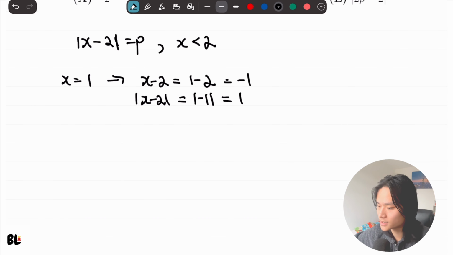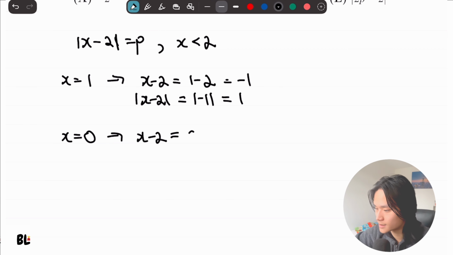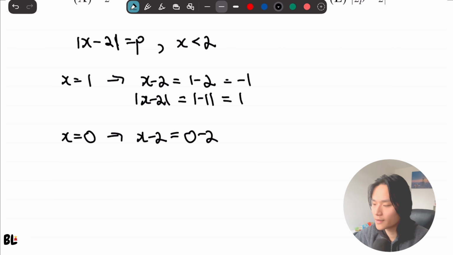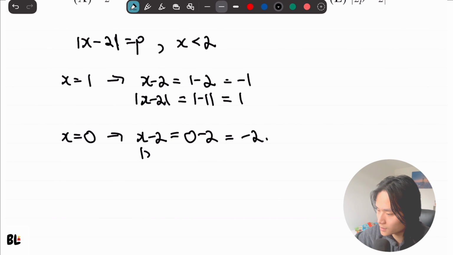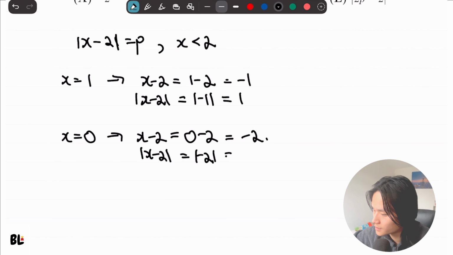Okay, let's try another example. Let's say x this time is 0. So we have x minus 2, then 0 minus 2, and that would give us minus 2. So the absolute value of that is just the absolute value of minus 2, which is 2.